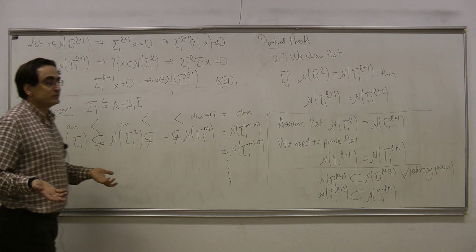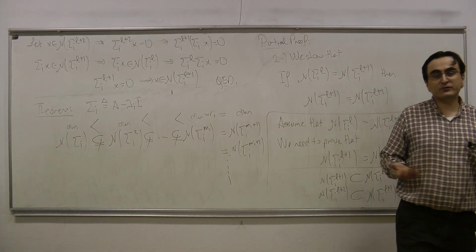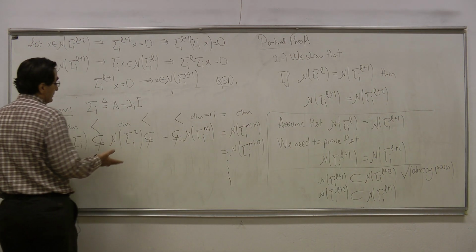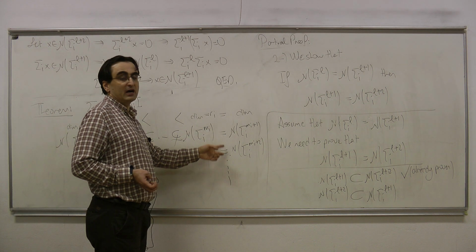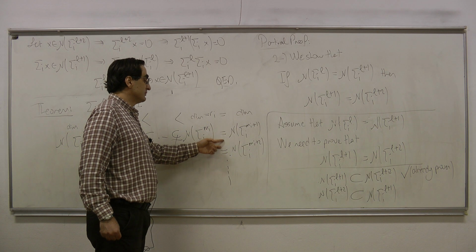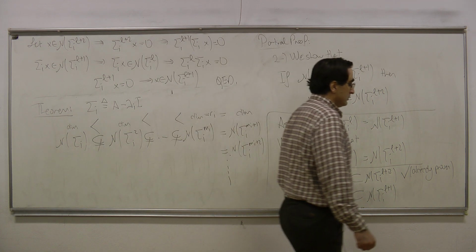So we have shown that these null spaces are always strictly growing or remaining the same. And we have shown that when they are equal at some power, then with any power increase, they continue to be equal forever.